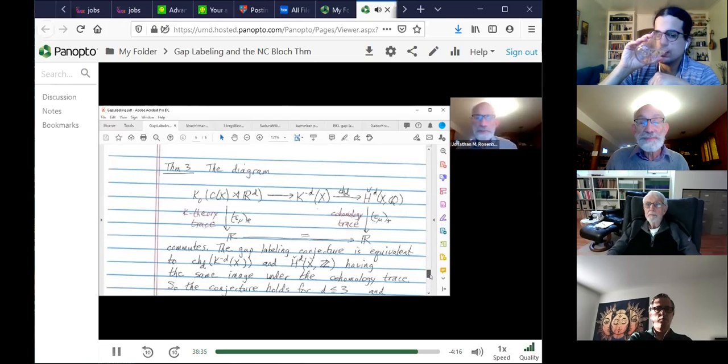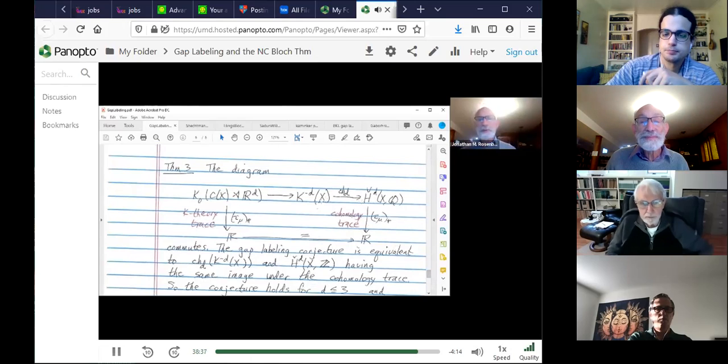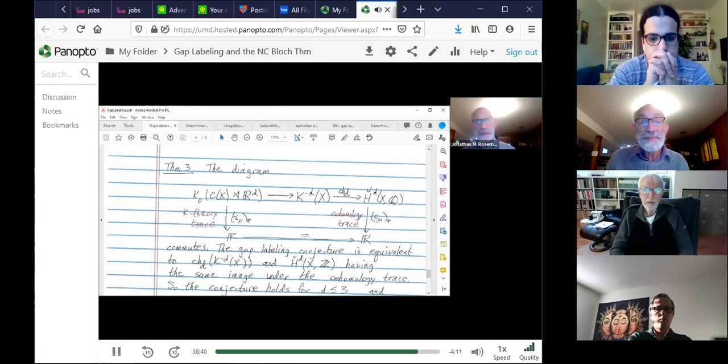However, you can prove that they do coincide for d less than or equal to 3. So for d less than or equal to 3, it follows that the gap labeling conjecture is true. That was noticed earlier by Bellissard and collaborators, although they had a more complicated proof, but this is basically what it comes down to.